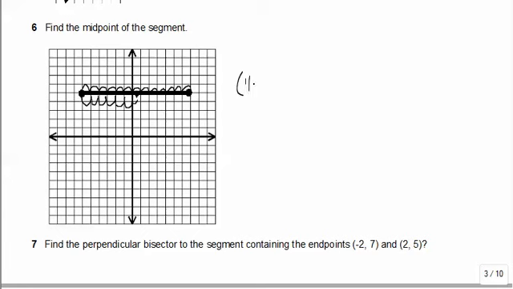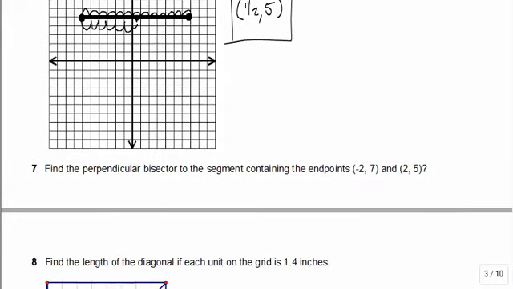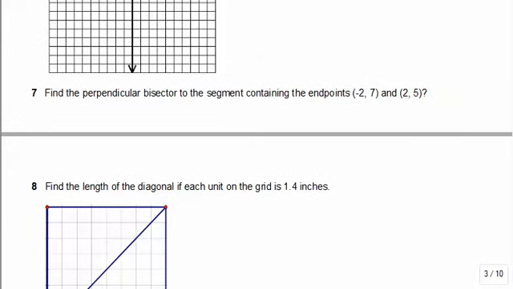That point is 1/2 because we're going to go over a half x and up 1, 2, 3, 4, 5. A half, 5 is the point. It is the midpoint for that. Find the perpendicular bisector to the segment containing these endpoints.